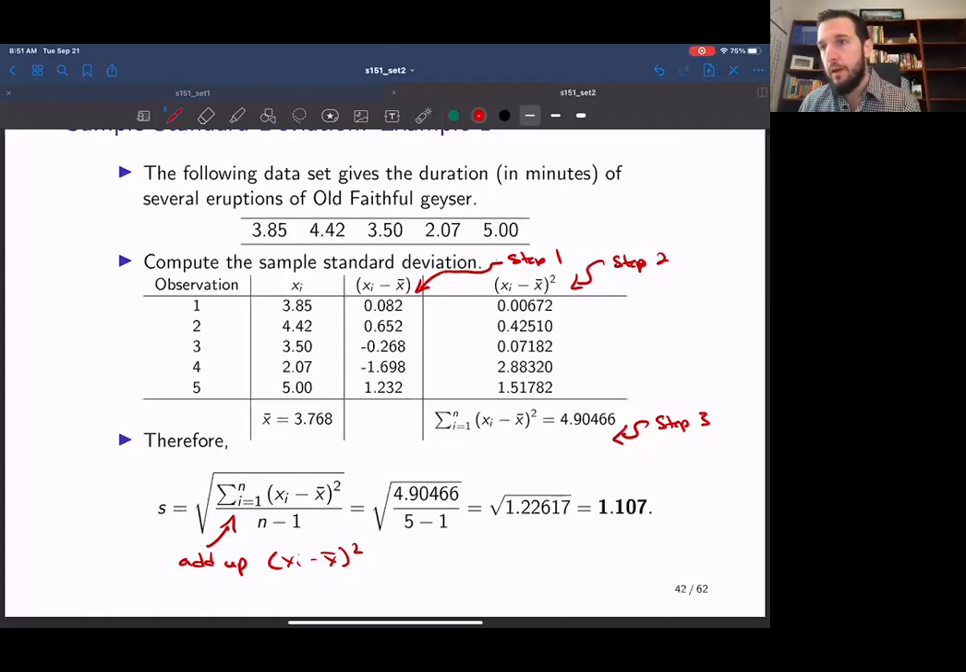Now from this point, we can just plug into our formula directly. You can see here on the last line, I have the square root of 4.90466. So I'm taking the sum in step 3 and plugging it into the formula. So now I have the square root of 4.90466 over 5 minus 1. And that gives me the square root of 1.22617, which is 1.107.